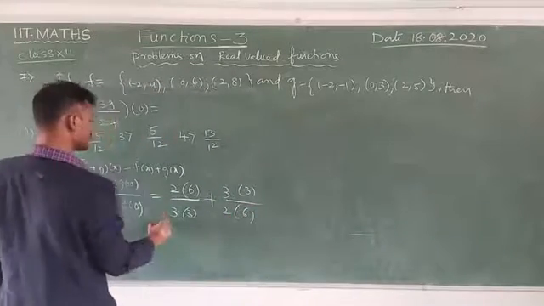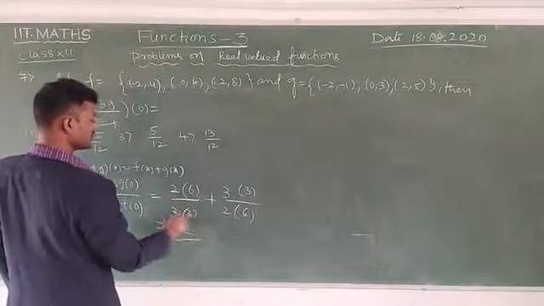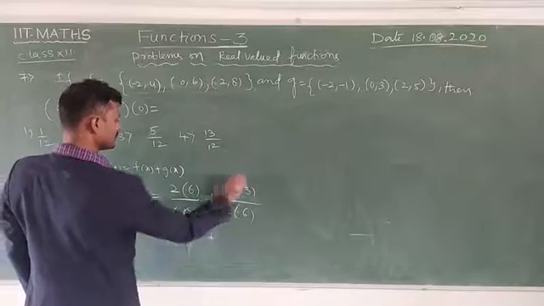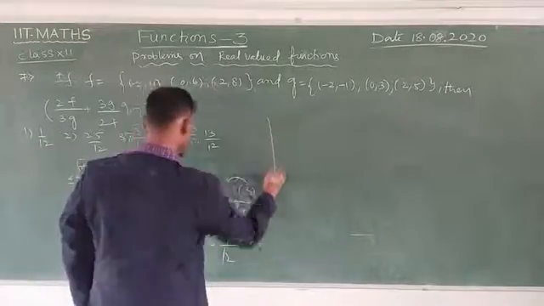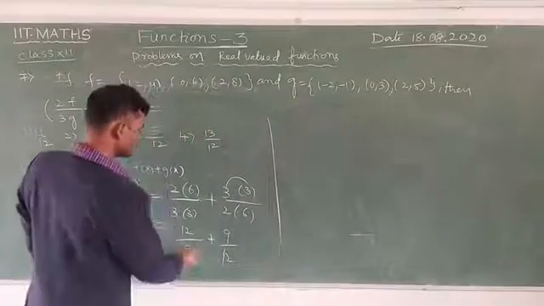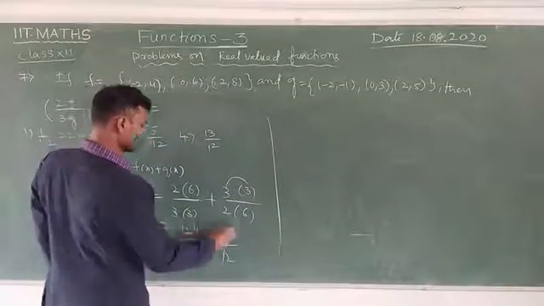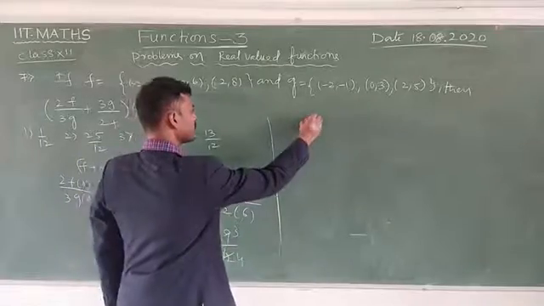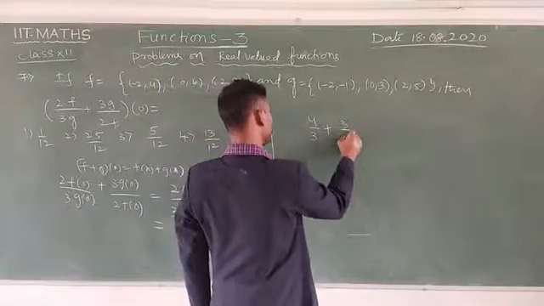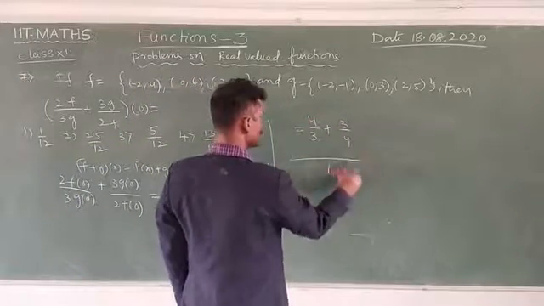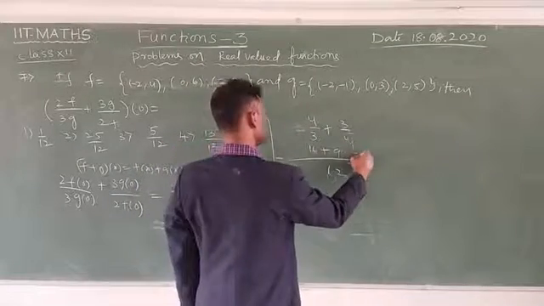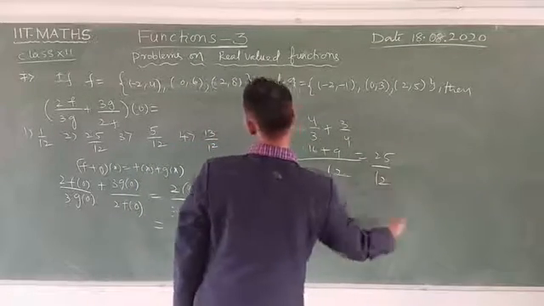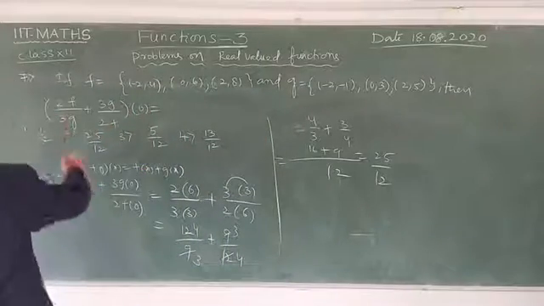Now you can simplify this one. 2 sixes are 12, 3 into 3 is 9, 3 into 3 is 9, 2 sixes are 12. Now see here, 3 threes are 9, 3 fours are 12, so 4 by 3 plus 3 by 4. Take LCM here, 12: 4 fours are 16, 3 threes are 9, is equal to 25 by 12. Its answer is 25 by 12, second option. Note down.